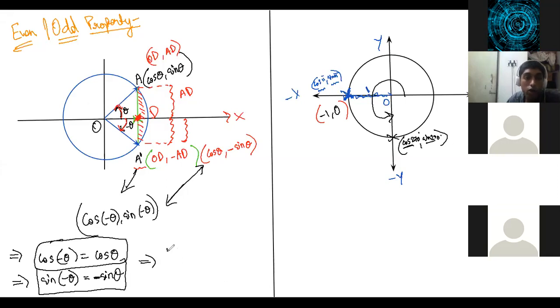Now what is tan of minus theta? How do you get tan of minus theta from these quantities? Dividing minus sin theta by cos theta, which is minus tan theta.